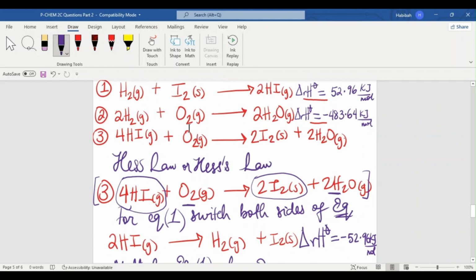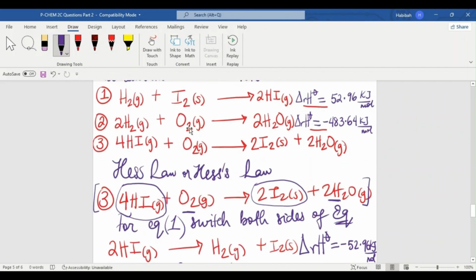Well, from what we have here, we don't need to do any form of manipulation, because the O2 gas for equation 3 matches the O2 gas for equation 2. So these two match, and then the 2H2O gas for equation 3 matches the 2H2O gas for reaction 2. So basically this is okay.